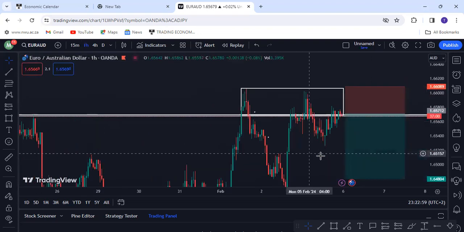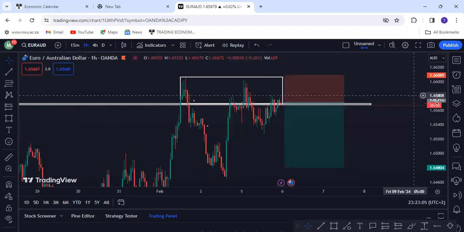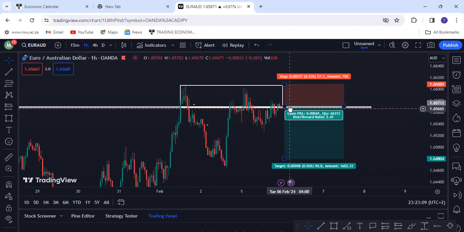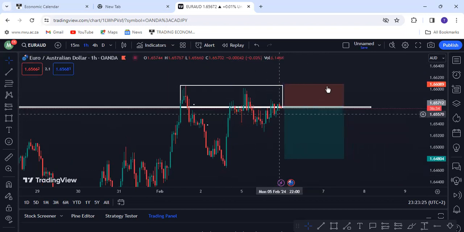We are expecting the market to continue the move to the downside only if, and only provided that, the Central Bank of Australia comes out and says they are not going to cut interest rates, but rather they are going to hold interest rates. So that is it for this chart. Let's move on to the next chart.